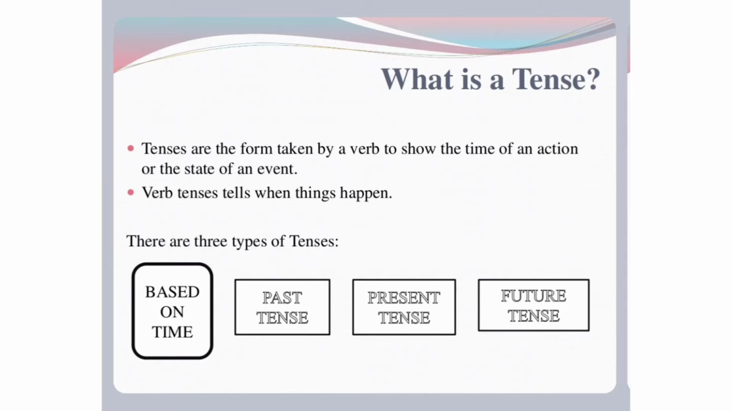Tenses are the words in English language which take the form of a verb, either to show the time of an action or the state of an event. And based on time, these tenses are divided into three. They are past tense, present tense, and future tense.